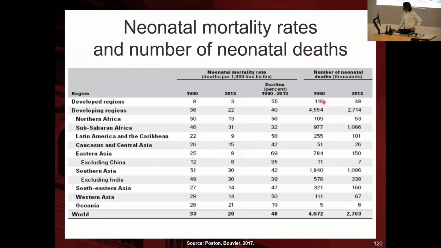And these are the absolute numbers in thousands, just to show how still there are a lot of babies dying in the first 28 days of life, right, before reaching 29 days of age. And in developed regions, among 4.5 million in 1990 to 2.7 million in 2013. In Southern Asia, exactly because of the overall population being high, from 1.9 million to 1.1 million here.